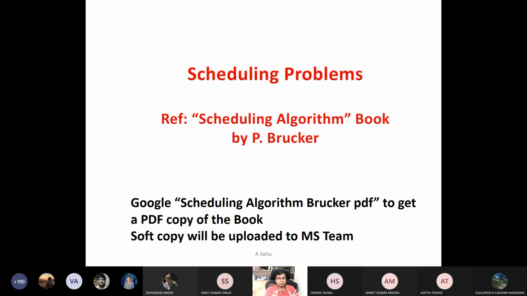mostly we'll refer to this book on scheduling problems. There is a book called Scheduling Algorithms by Peter Brucker. If you Google it, you'll get the PDF copy of the book, and definitely I'll upload the soft copy to the MS Team. So if you simply Google scheduling algorithm Brucker PDF, you'll get the PDF copy of the book, and definitely this will be uploaded to the MS Team.